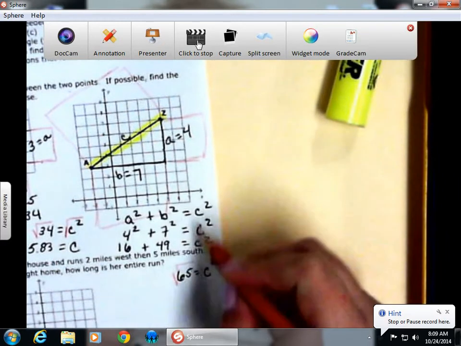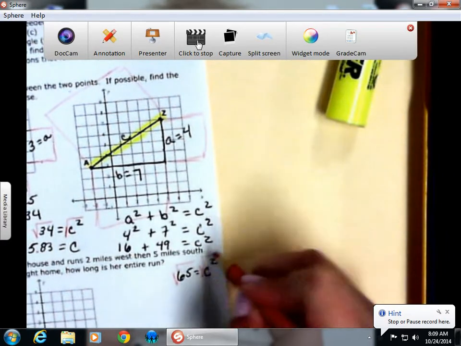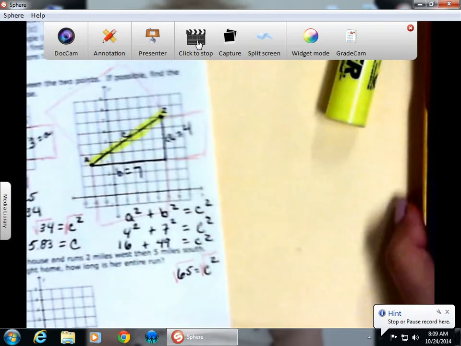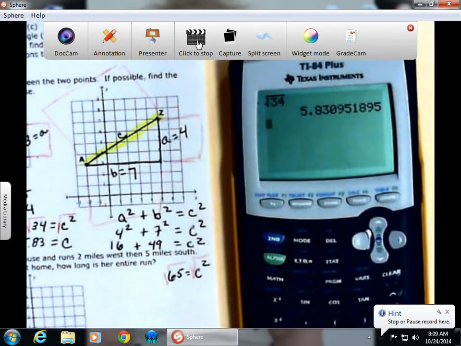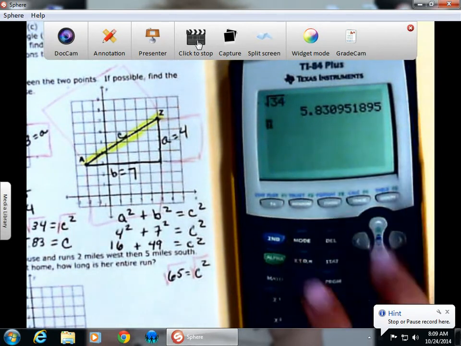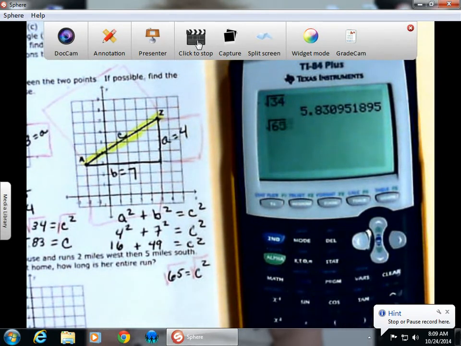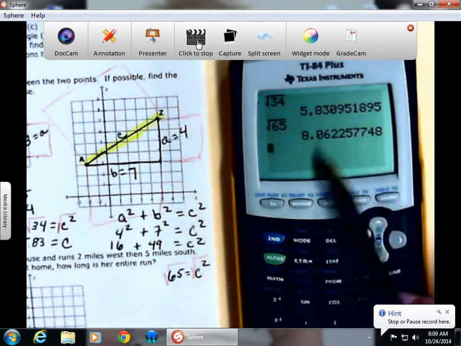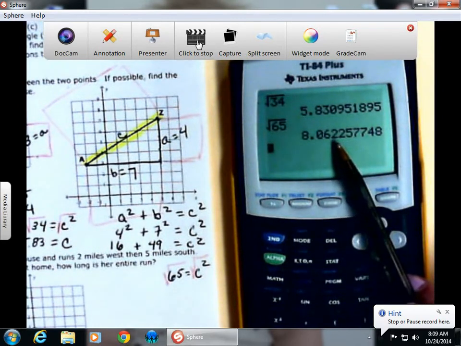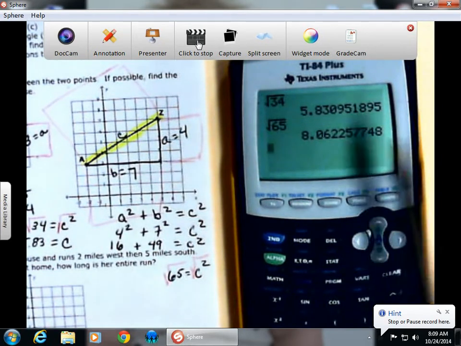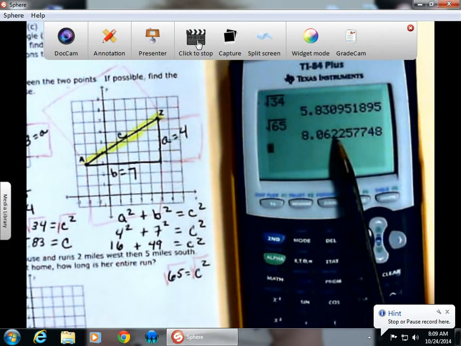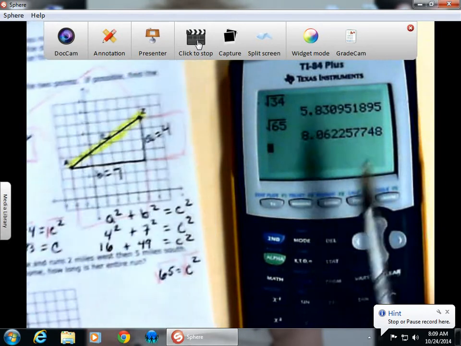Handy dandy calculator. Second square, 65, enter, and I've got 8.062257748. The hundredth value is that 6 digit. The 2 tells the 6 to stay the same. So 8.06 is equal to C.